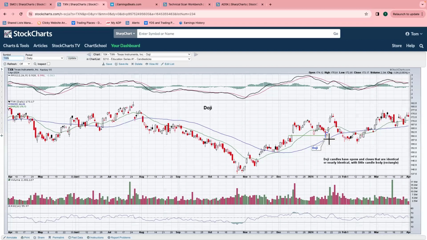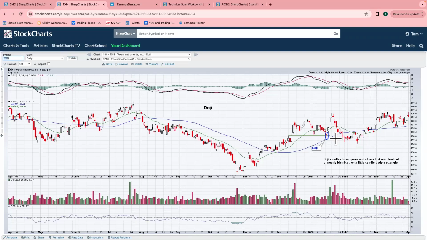It has opens and closes that are identical or nearly identical. And you see a very, very tiny candle body. Sometimes no candle body. I'm just looking back to see if I can find any on this particular chart. This one all the way back here, maybe on May 23rd, looks like that could be a doji. Maybe even recently, March 25th, looks like a doji. But it's essentially where they are identical. Dojis can be bullish or bearish.